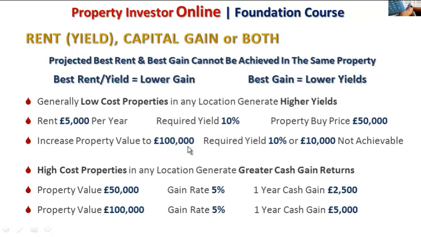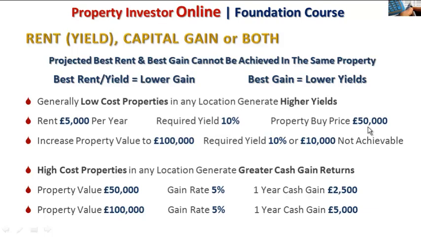But just to reiterate this point, the rent that is achievable drives the property price, coupled with the yield that is required to make the investment viable. A £5,000 a year rent, and the investor requires a yield of 10% to make the investment viable, results in a property buy price of £50,000.